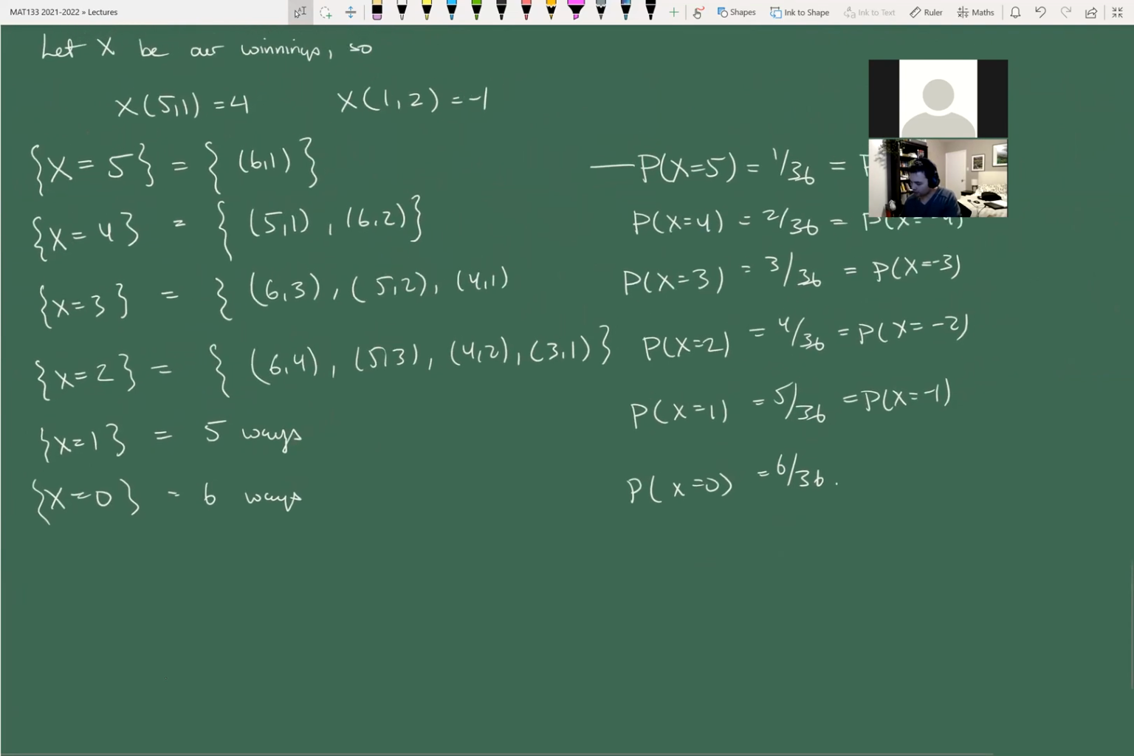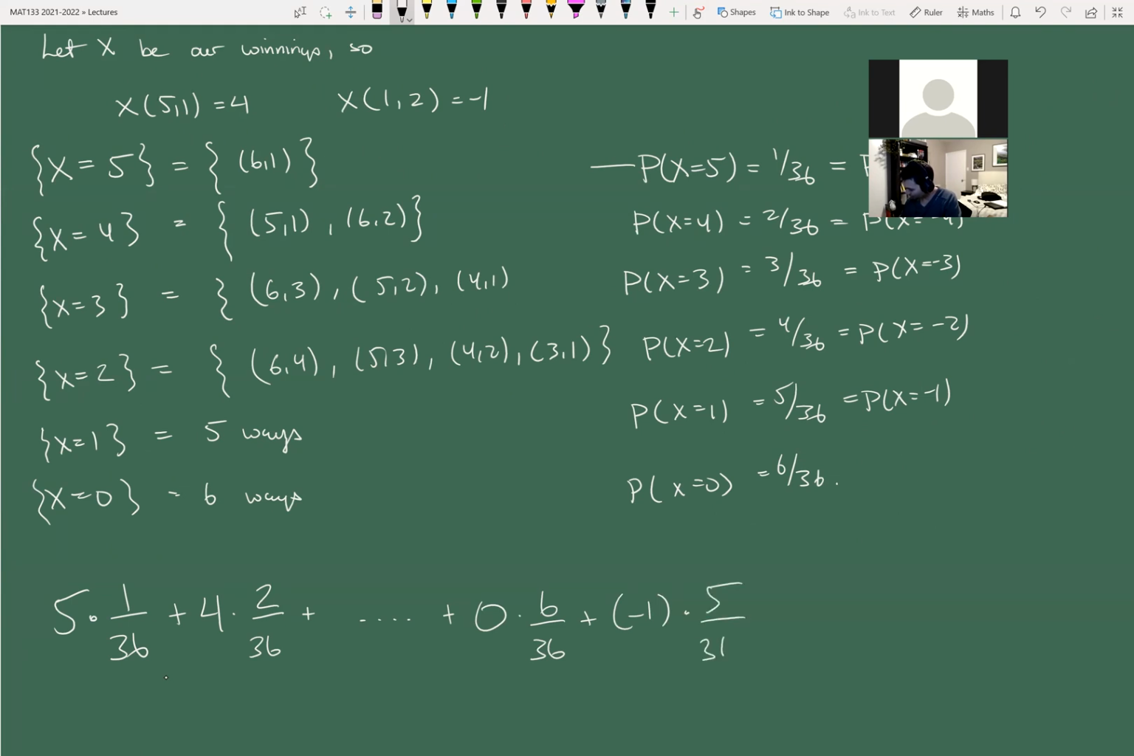But let me just finish this off now. When we do the expected value, we multiply our winnings by the probability that we get those winnings. So we multiply $5 by the probability that we win $5, plus $4 times the probability that we win $4, and so on. $0 times the probability that we get $0. Minus $1 times the probability that we lose $1, minus $5 times the probability that we lose $5. And as Jack noticed, everything here just cancels each other out, and the expected value is 0.